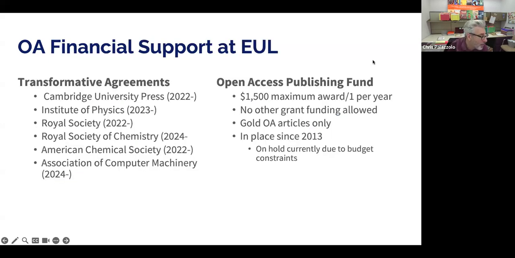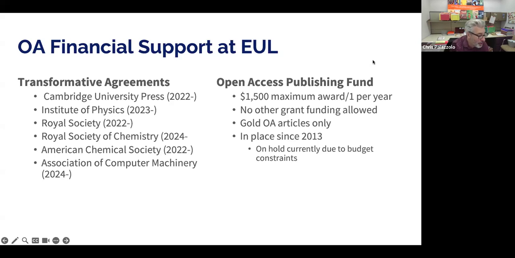A little bit more detail about this. This is not a presentation about transformative agreements or read and publish, but just to give you an idea of who we have and when these started, you'll see here the list of those, everything from Cambridge to ACM. We are open to other ones right now, but these are the ones we've had for the longest.